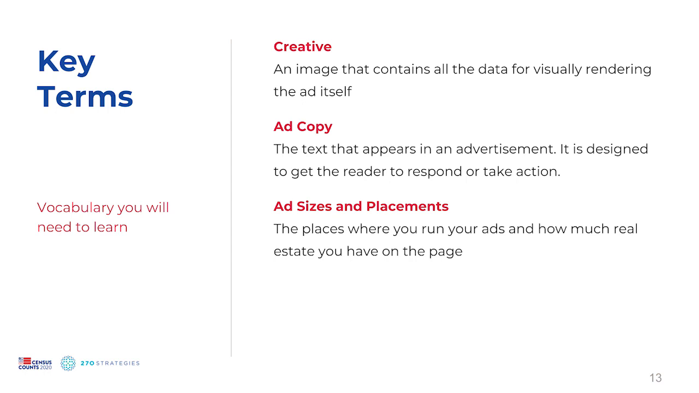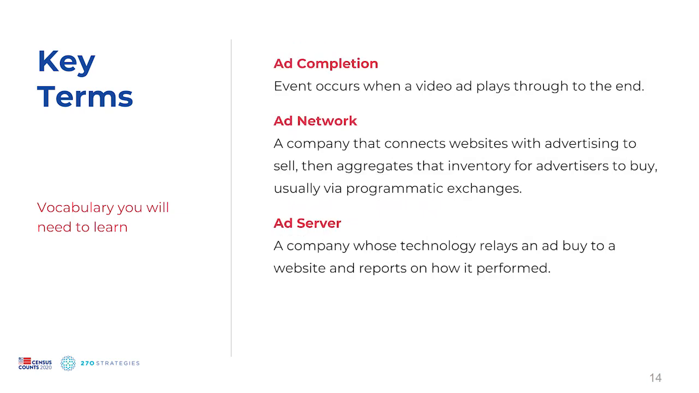Ad sizes and ad placements. A placement is the area where you run your ad, and the size is how much real estate you have on the page. Next up, we have ad completion. This is when you're running a video ad, whether or not it plays all the way through the end of the ad. Ad network. This is the type of company that connects websites with advertising to sell and aggregates that inventory for advertisers to buy, usually via programmatic exchanges. Ad server, another type of company whose technology relays an ad buy to a website and reports on how it has performed.